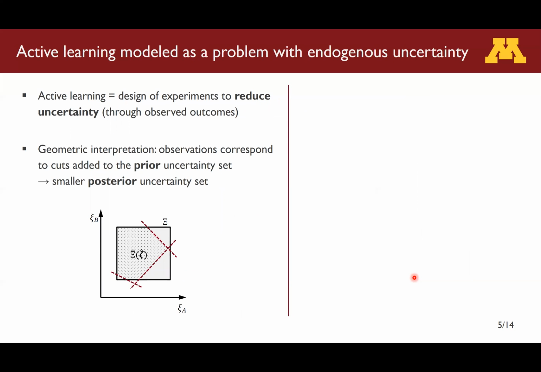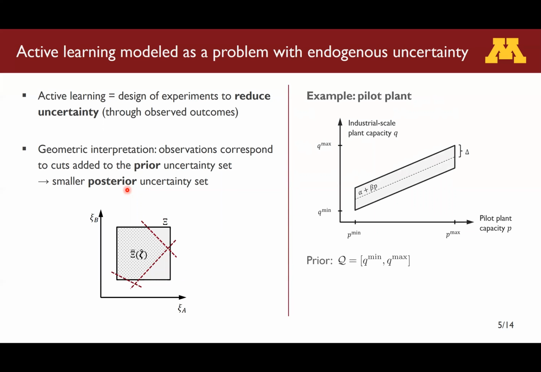So active learning can be defined as the design of experiments with the goal of reducing uncertainty through observing the outcomes of these experiments. The geometric interpretation in our set-based setting is that the observations correspond to cuts that are added to what we call a prior uncertainty set, which then leads to a reduced, smaller posterior uncertainty set.